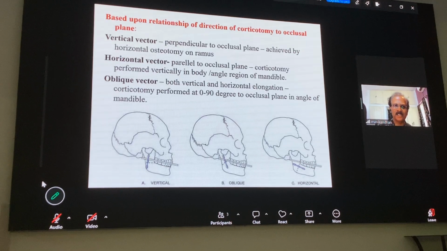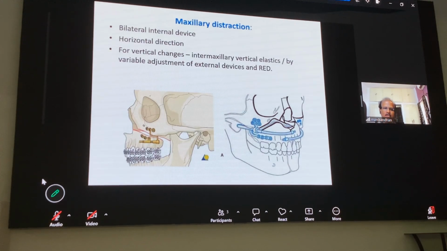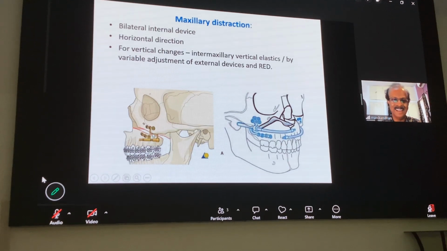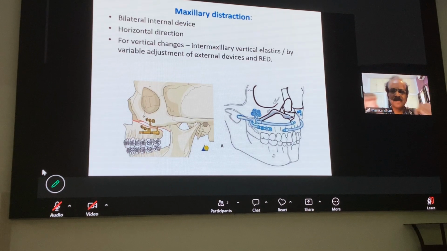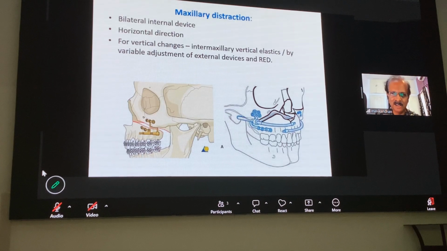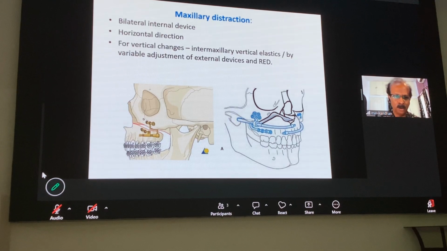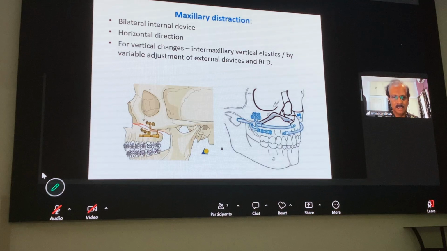So, as I already mentioned, vertical vector, horizontal vector, oblique vector, which is very important. What you see here, for example, is a classical example of a maxillary internal distractor. You move the maxilla anteroposteriorly. Remember, what distraction cannot do is to impact the maxilla. You cannot do it. There is no question of compressing the bone.